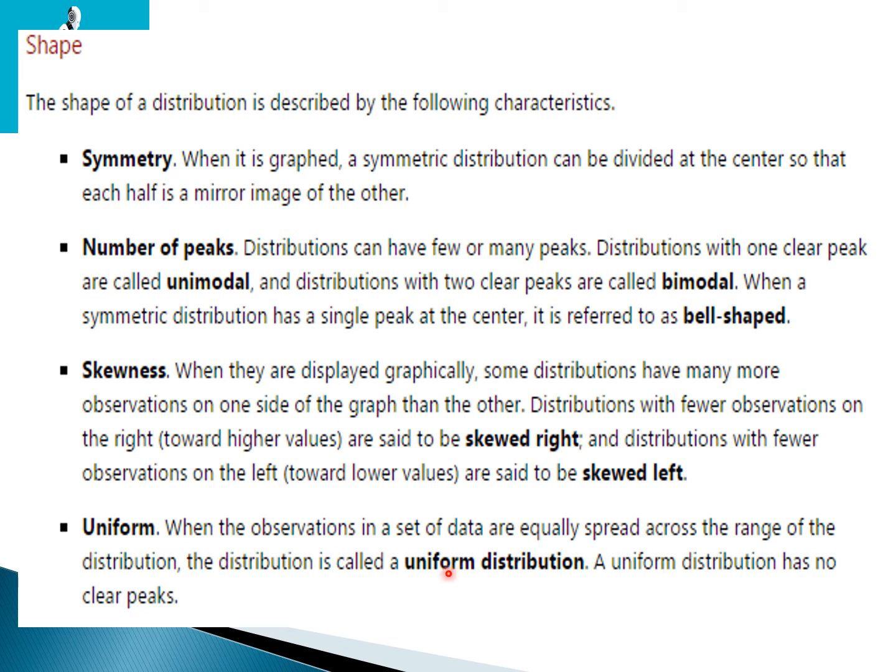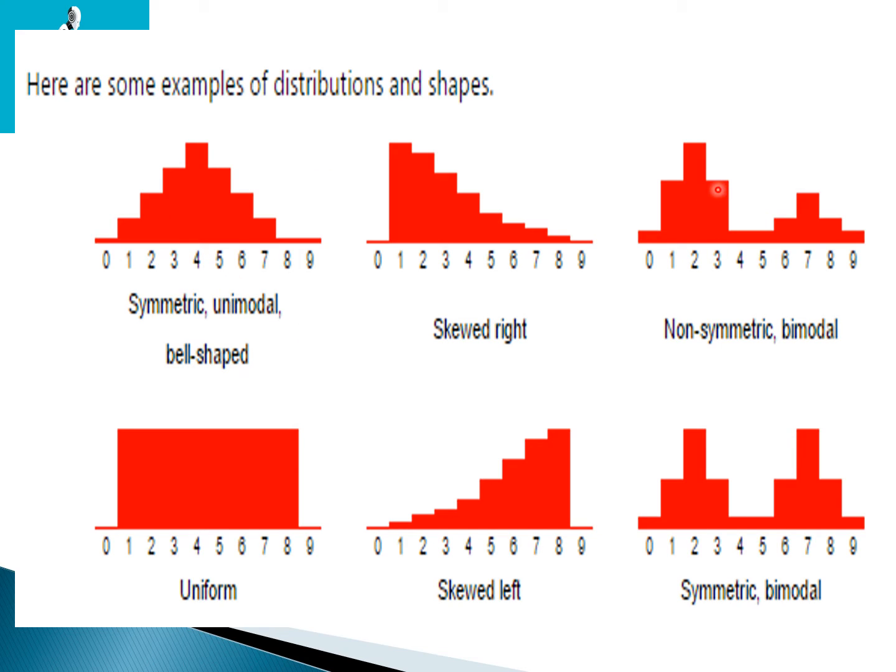Then uniform. When the observations in a set of data are equally spread across the range of the distribution, the distribution is termed a uniform distribution, and the uniform distribution has no clear peaks. So these are some examples of distributions. Here this is a symmetric distribution with unimode because the left hand side as well as right hand side of the graph is symmetric. And in this particular case, this is a skewed right graph. We can see that only fewer values are on the right hand side.